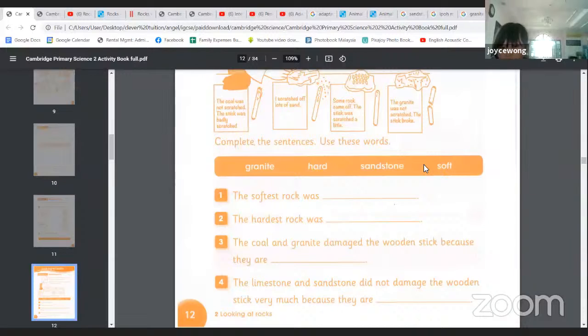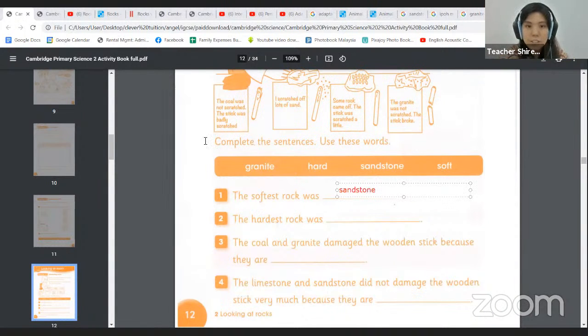The softest was sandstone. Very good. The softest stone is called sandstone. That's why sandstone, when you scratch, it will come out, this one. Okay, you see it almost like breaking.